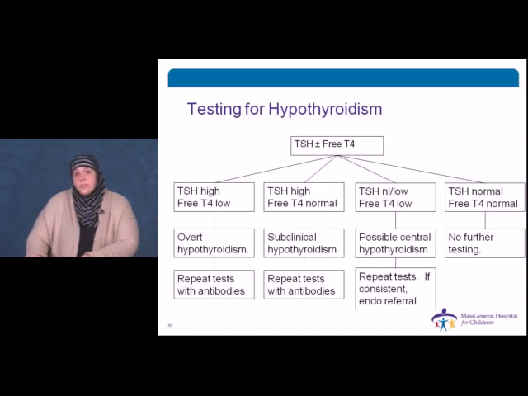If the free T4 is low and the TSH is high, then you have frank or overt hypothyroidism. You would, again, want to repeat the tests always at least one time to confirm, and also send antibodies to look at the etiology, but you would want to start treatment in this case.